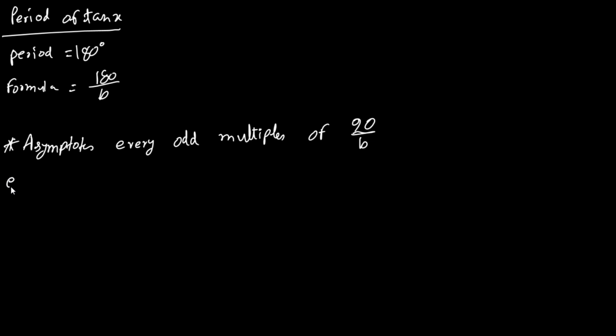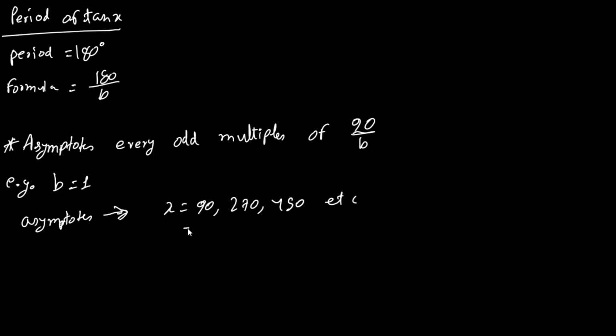For example, for b equal to 1, our asymptotes are at 90 degrees, then 270 degrees, 450 degrees, and so on. The same applies for the negative values. It is negative 90 degrees, negative 270 degrees, and negative 450 degrees. If you notice, these are all odd multiples of 90 degrees. First one is 90 multiplied by 1. Next one is 90 multiplied by 3. And then next one is 90 multiplied by 5.